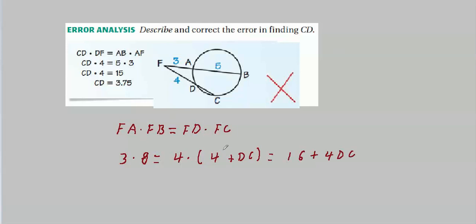So if we put that 4 in here, go ahead and distribute this one. We get 4 times 4 is 16 plus 4 times DC on this side is equal to 3 times 8. Well, fine, that gives us the 24 equals 16 plus 4 times DC. We subtract 16 from 24 and get 8. So we have 4 times DC equals 8. And that, of course, will give us that DC equals 2.